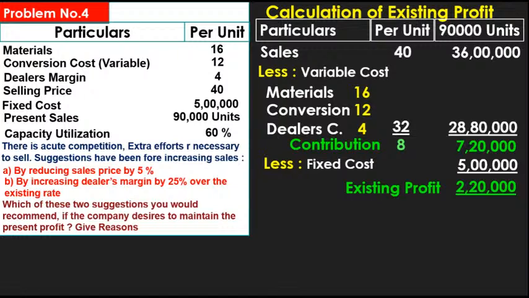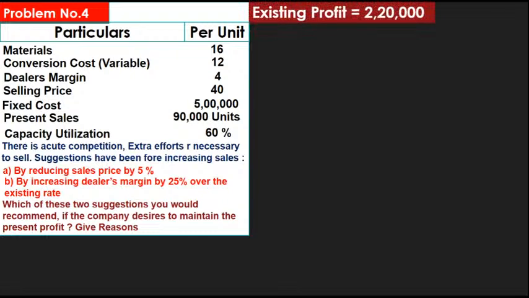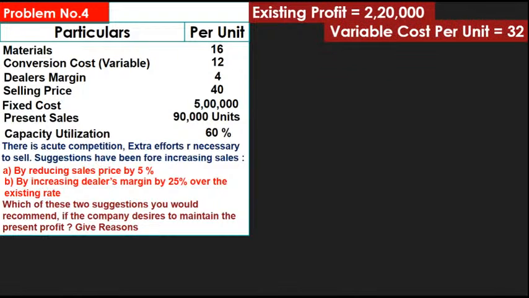This is the entire present situation. The contribution per unit is rupees 8, the selling price per unit rupees 40, the variable cost per unit rupees 32, and now the company is making the present profit of rupees 2 lakh 20,000. Existing profit 2 lakh 20,000. Variable cost per unit rupees 32: material rupees 16, conversion cost 12 plus dealer's margin 4, total 32.